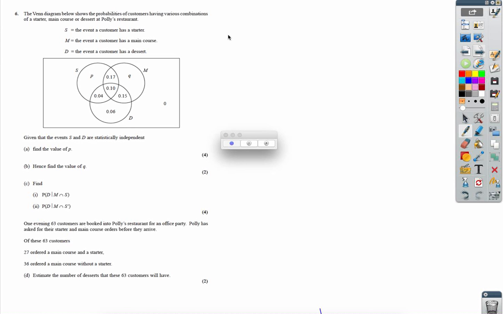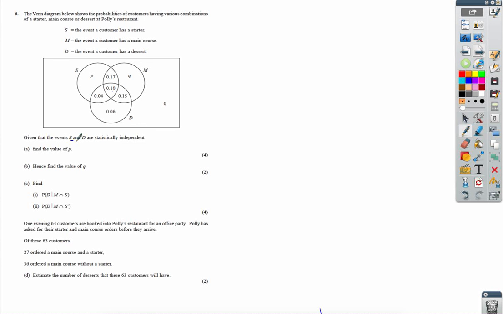Okay, so people going to a restaurant can have a starter, main course, and a dessert. Venn diagram: people having all three courses are here in the middle. Nobody had no courses. A few people had a starter and a main, and a dessert, just a starter and a dessert, which is a bit odd, and all three courses.